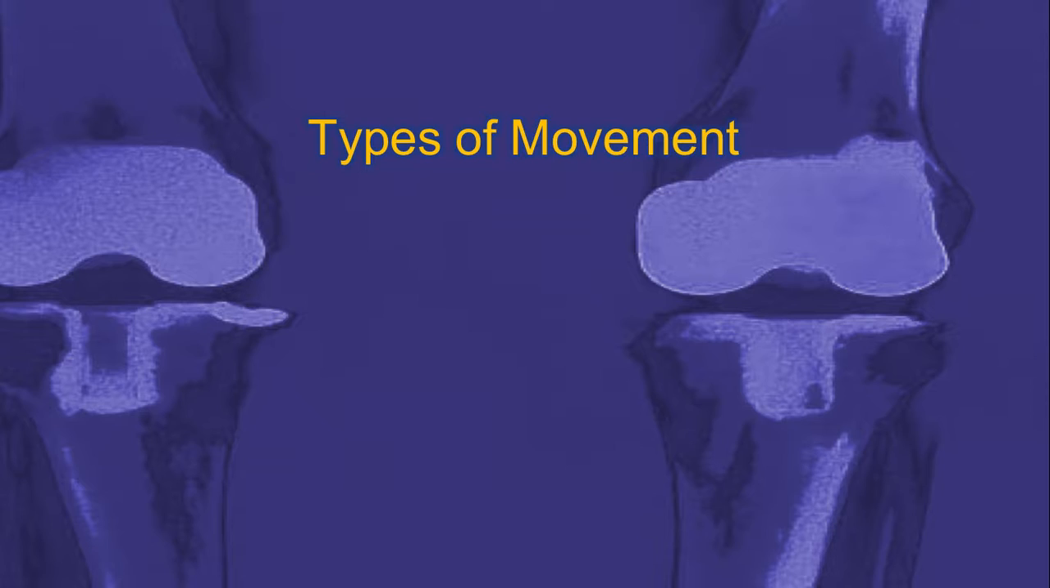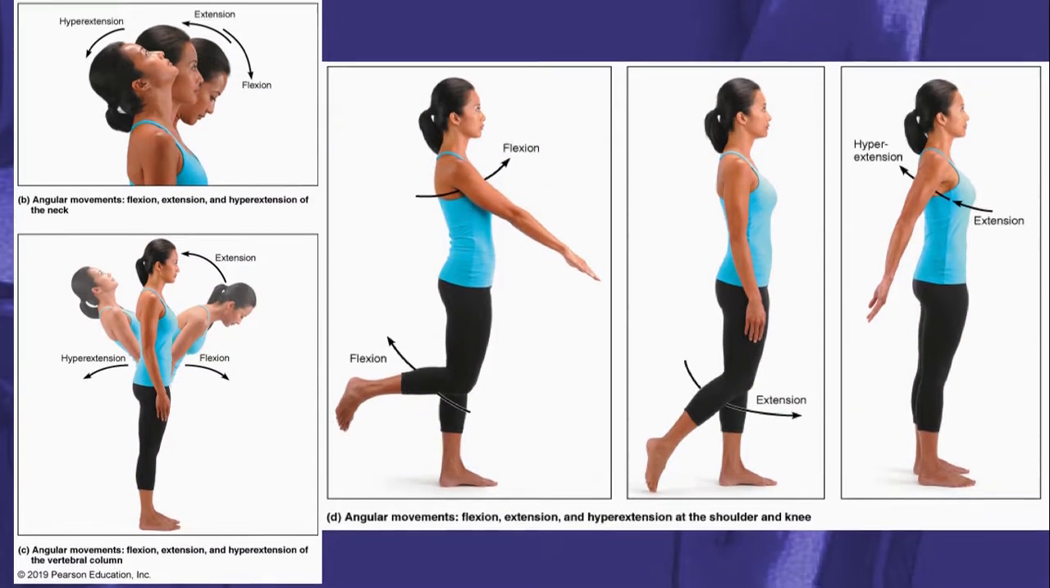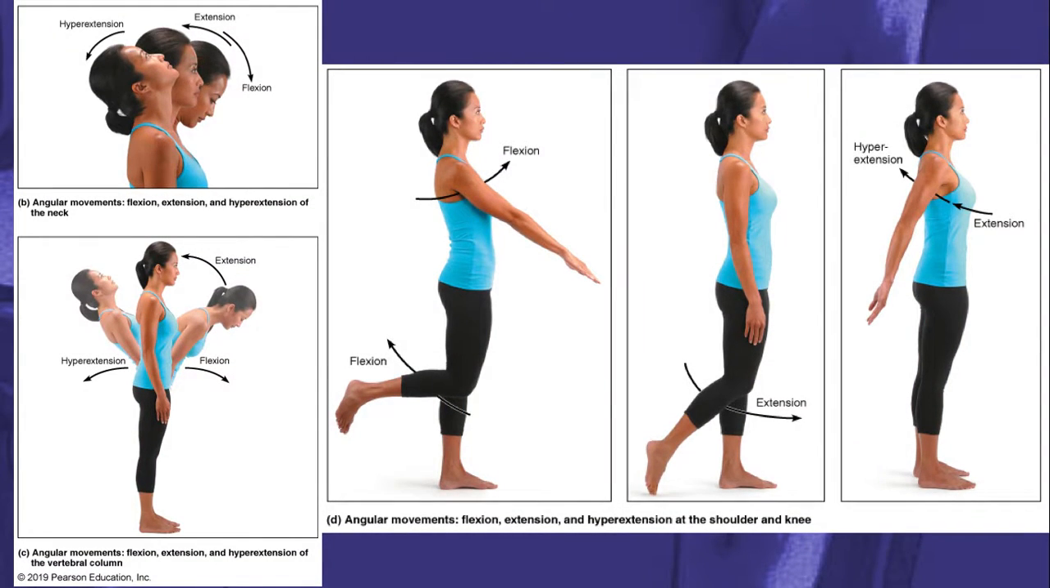Types of movement. If you will stand up, please. And you guys are going to do some movement. Because on the test, we will describe a scenario, and you'll have to tell us what type of motion it is. Okay, so we'll start with the easy ones, flexion and extension. So when we do this, flexion is decreasing the angle between the two bones. Extension is increasing the angle between the two bones.